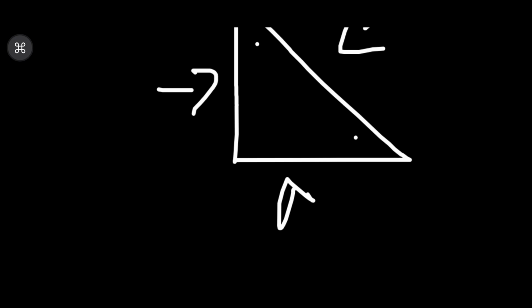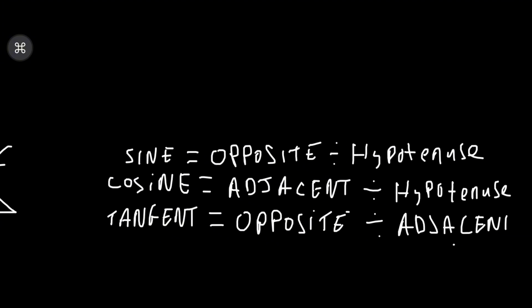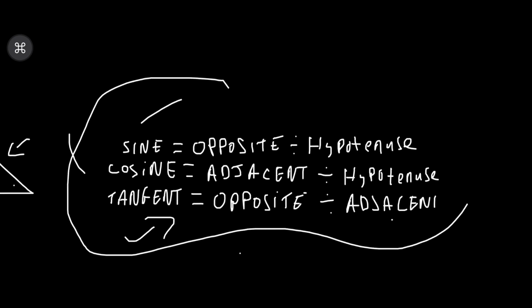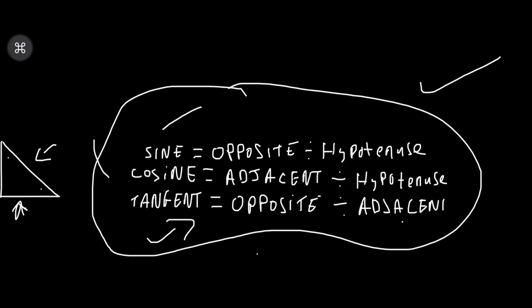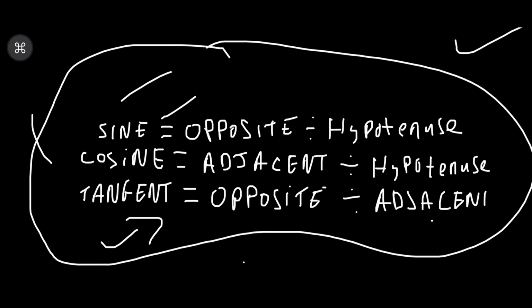Now here's the important part. Sin of an angle equals opposite divided by hypotenuse. Cosine of an angle equals adjacent divided by hypotenuse. And the tangent of an angle equals opposite divided by adjacent. These are ratios. They don't depend on the size of the triangle, only the angle. So any triangle with the same angle will give the same ratio. That's why your calculator can tell you sin 37 degrees without needing the triangle.